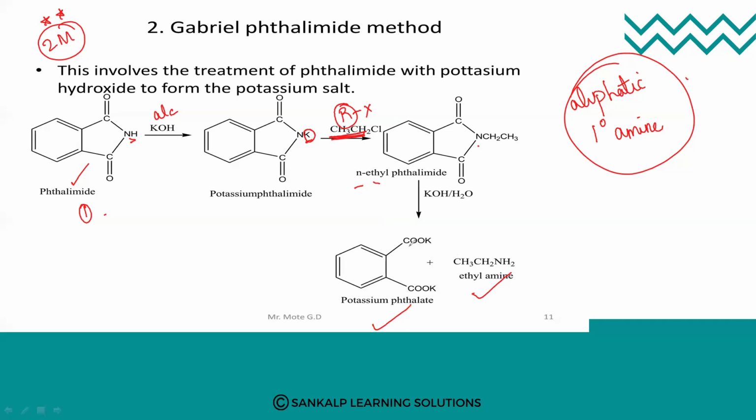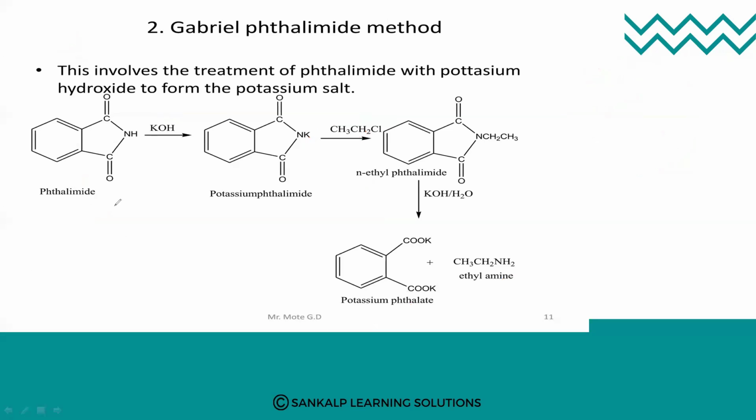In Gabriel phthalimide synthesis, this is a method of preparation which is exclusively used to prepare aliphatic primary amines. We are going to use it only for aliphatic primary amines. Is it clear? Okay, let me write and show you.